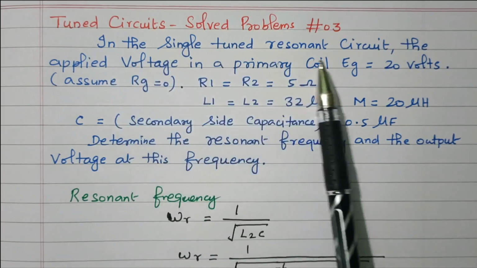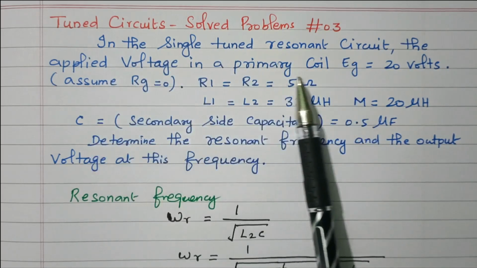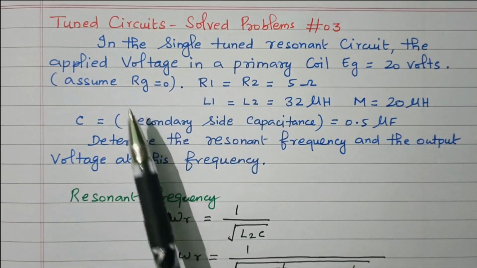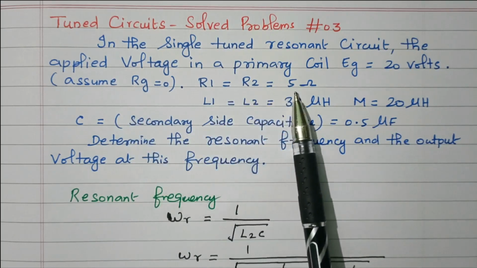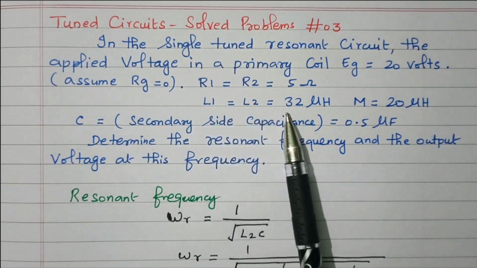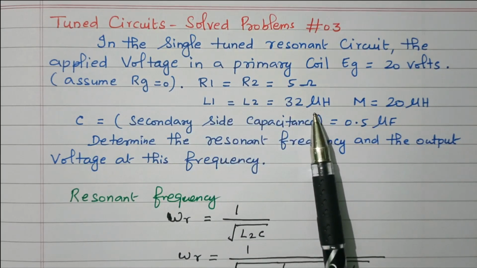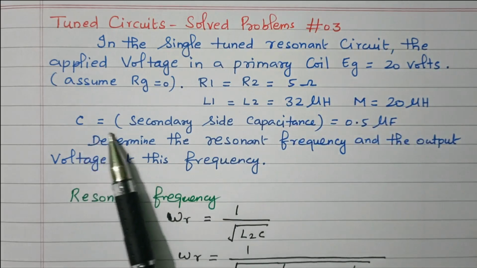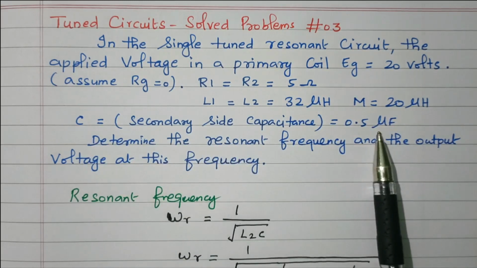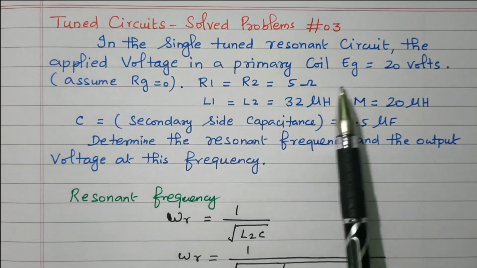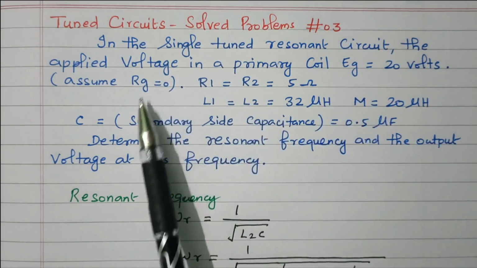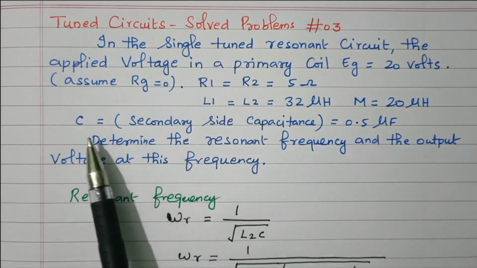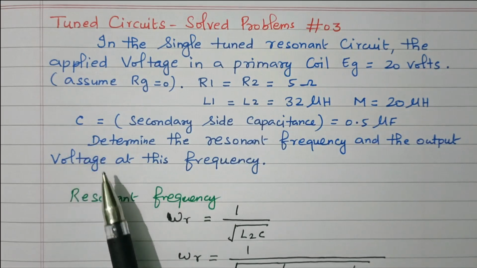In the single tuned resonant circuit, the applied voltage in the primary coil Eg equal to 20 volts. Rg is assumed as 0, source resistance. R1 equal to R2 equal to 5 ohm. L1 equal to L2 equal to 32 microhenry. Mutual inductance is 20 microhenry. The capacitance in the secondary side is 0.5 microfarad. So the source voltage is given, source resistance 0, R1, R2, L1, L2 values are available, mutual inductance available, the capacitor at the secondary also available.